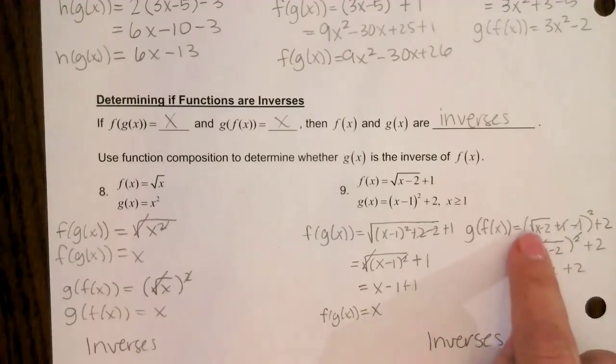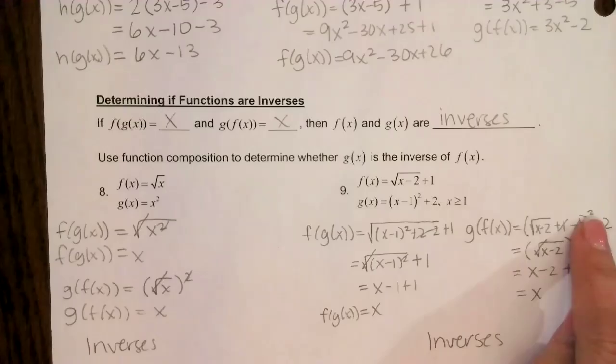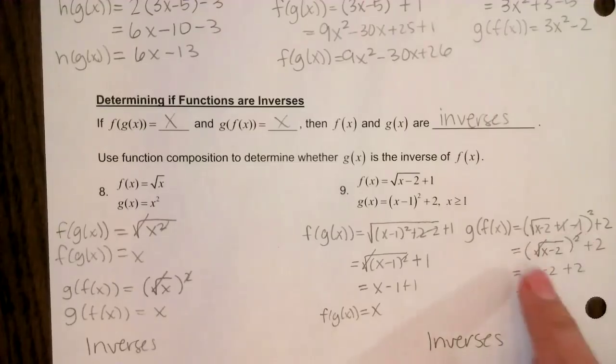Same thing over here. I cannot cancel the square root of x and this 2 because both of these are still in this parentheses. So the first thing you would cancel is plus 1 minus 1 is 0. Then the square root and the square cancel, leaving you x minus 2 plus 2, which is x.